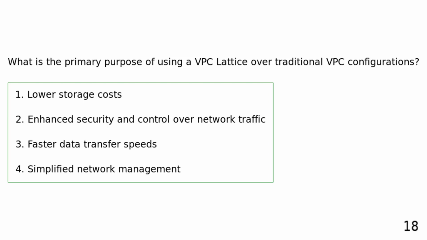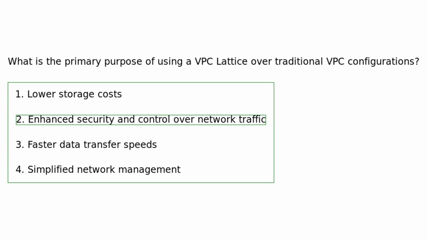What is the primary purpose of using a VPC Lattice over traditional VPC configurations? Lower storage costs. Enhanced security and control over network traffic. Faster data transfer speeds. Simplified network management. The primary purpose is to achieve enhanced security and control over network traffic, providing more granular control and isolation within the VPC.